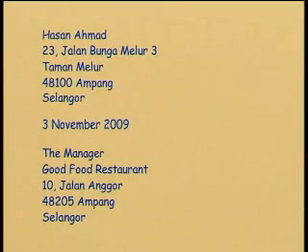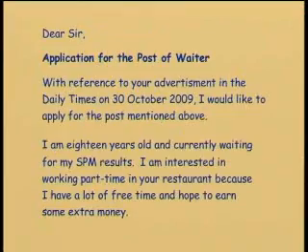Here is a sample of a complete formal letter. Let's go through it together. As you can see, the sender's full name and address are written on the top left-hand corner, Hassan Ahmad, followed by his address. Below that, he writes the date. And below the date is the name and address of the person receiving the letter, which in this case is the manager, Good Food Restaurant, followed by the address. Then he writes the salutation, Dear Sir, followed by the title, Application for the Post of Waiter.